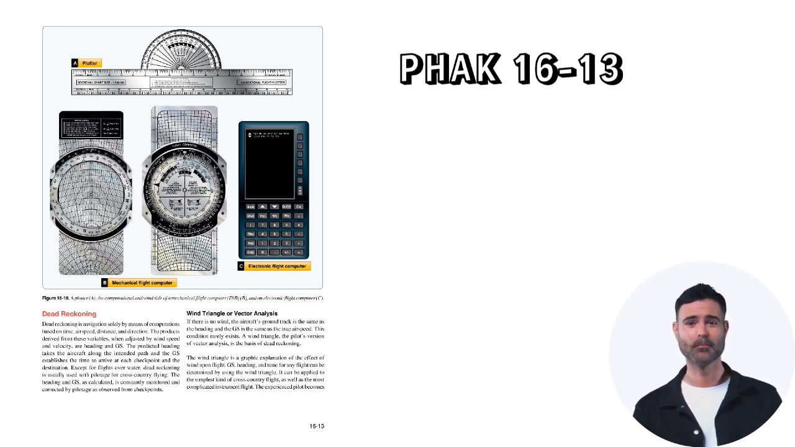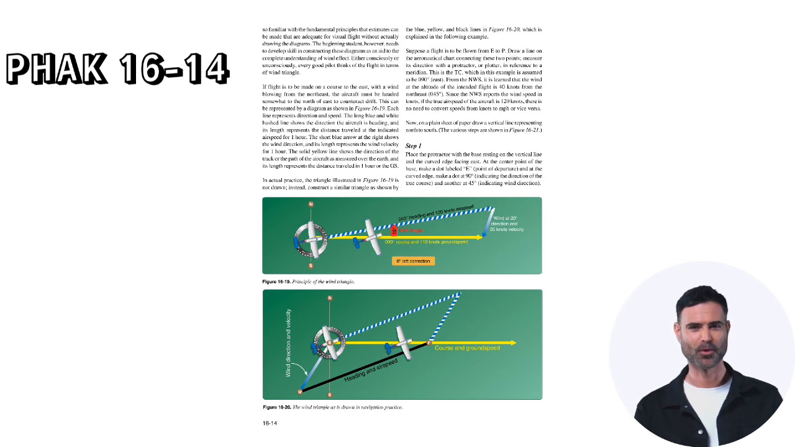The experienced pilot becomes so familiar with the fundamental principles that estimates can be made that are adequate for visual flight without actually drawing the diagrams. The beginning student, however, needs to develop skill in constructing these diagrams as an aid to the complete understanding of wind effect. Either consciously or unconsciously, every good pilot thinks of the flight in terms of wind triangle. If flight is to be made on a course to the east, with a wind blowing from the northeast, the aircraft must be headed somewhat to the north of east to counteract drift.